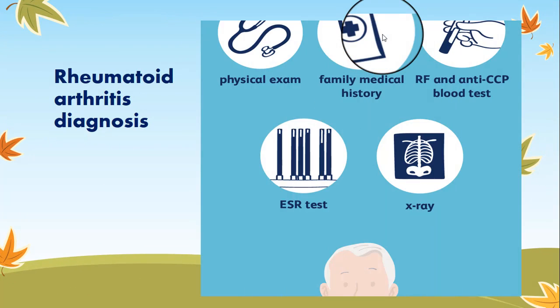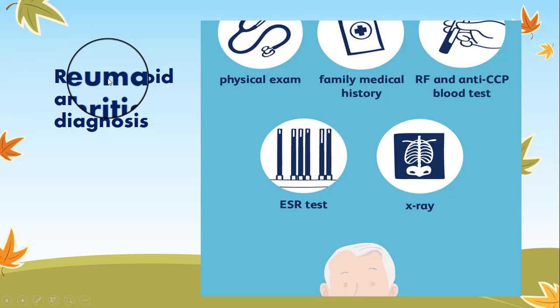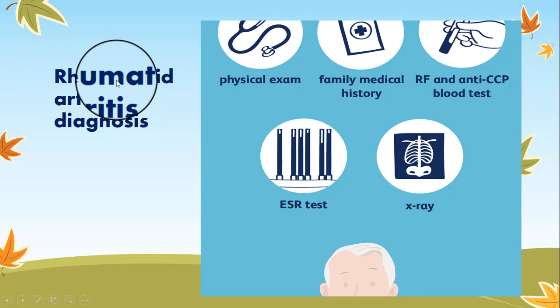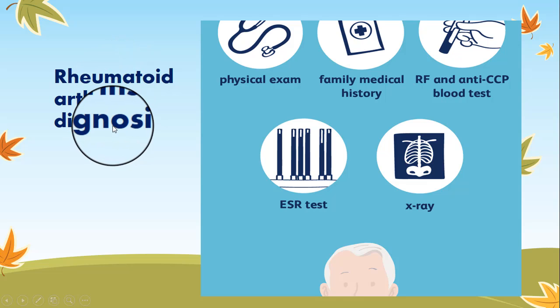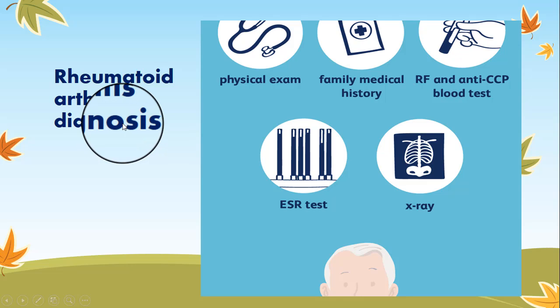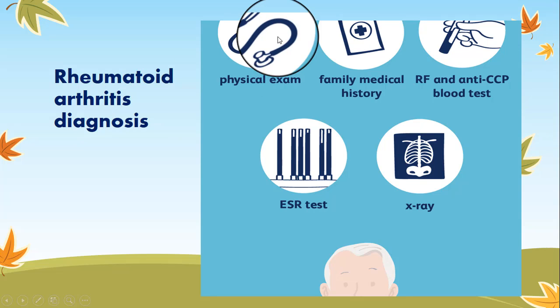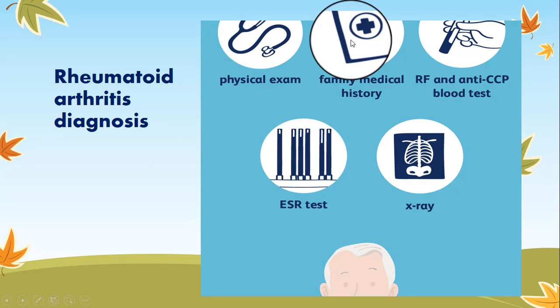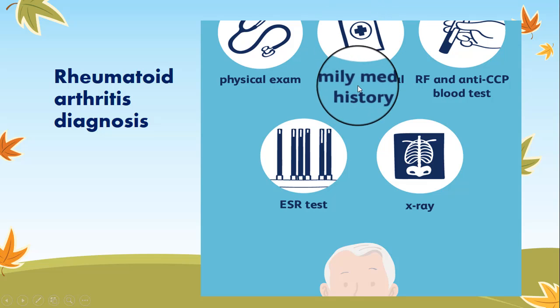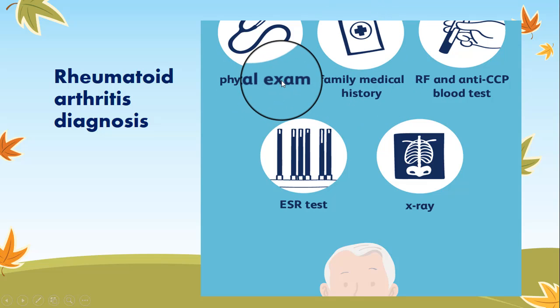Diagnosing rheumatoid arthritis can take time and may require multiple lab tests to confirm clinical examination findings. Your healthcare provider will use several tools to diagnose rheumatoid arthritis. Firstly, they will ask about your symptoms and medical history. They will also perform a physical examination of your joints. This will include looking for swelling and redness.